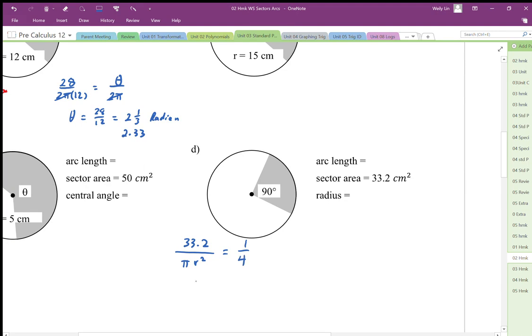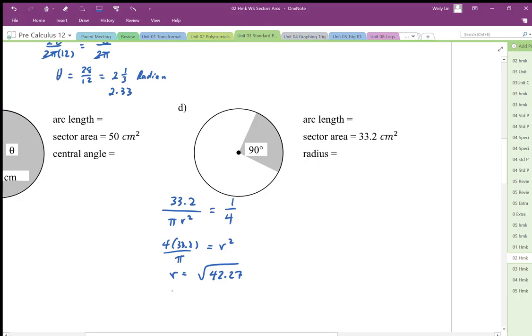So solving for the radius here, I'm going to end up with 4 times 33.2 over pi is equal to r squared, and so r is equal to the square root of all that. Okay, so it's 4 times 33.2, and I'm going to divide that by pi. So I'm going to end up with the square root of 42.27 approximately. So the radius works out to be about 6.50.